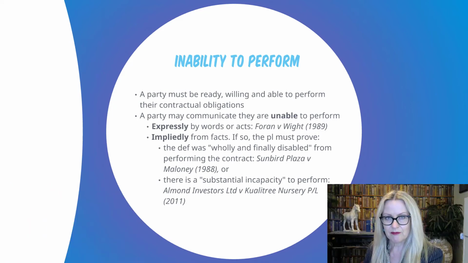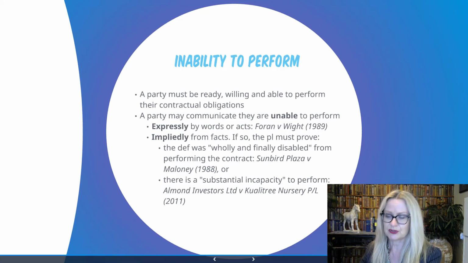The inability to perform may also be implied from the surrounding facts. Now, if you're going to try and imply the other party's inability to perform, it's going to have to be quite clear to the court that they wouldn't actually go ahead with the contract. So you're either going to have to show that they were wholly and finally disabled from performing, that's the Sunbird Plaza test, or you're going to have to show that there is at least a substantial incapacity to perform, and that's the Almond Investors slightly lower benchmark there. But that's the issue of inability to perform so far as repudiation goes.